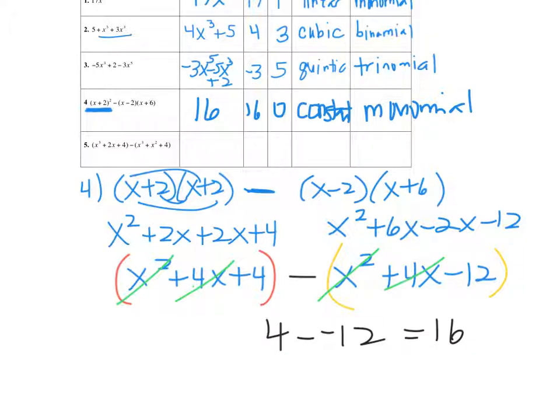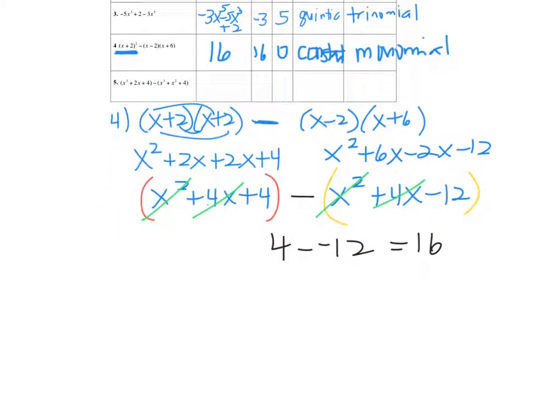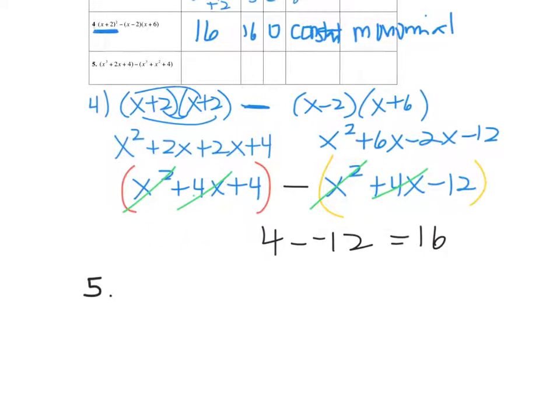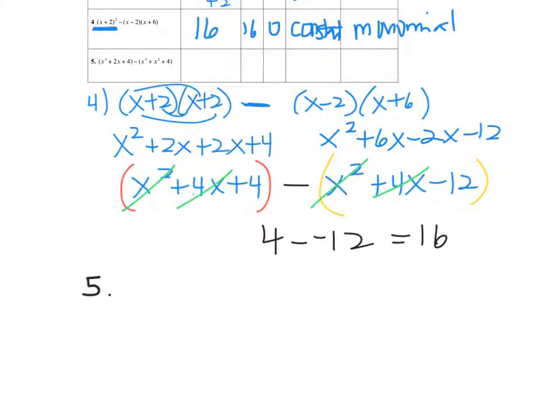Let me show you the last one, number 5. This one, if you get confused with all the minuses and stuff, what you can do is just distribute the minus to everything and get rid of your parentheses. Okay, so we have x squared plus 2x plus 4. I can just write that as x squared plus 2x plus 4 without the parentheses. And now I'm going to subtract x cubed.